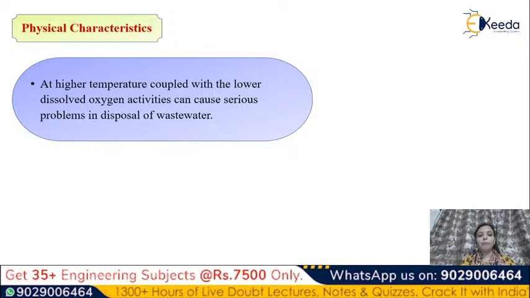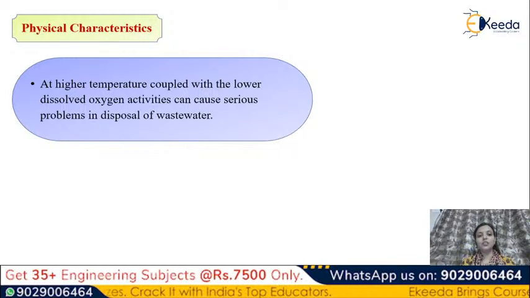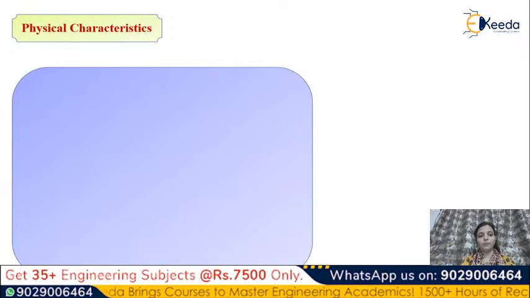At higher temperature, coupled with lower dissolved oxygen, it can cause serious problems in the disposal of wastewater. That means at higher temperature, your dissolved oxygen gets reduced or depleted in the natural water bodies or natural watercourses, and lots of environmental concerns take place in the form of excessive growth of algae, eutrophication, etc., because of the lowering of oxygen due to higher temperature.